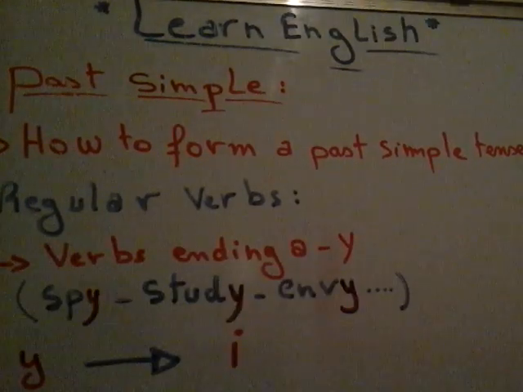We have some exceptions here. Verbs ending at y. For example, spy, study, envy, and many other examples. Y becomes I when we conjugate the verb in past simple. Let's have some examples.